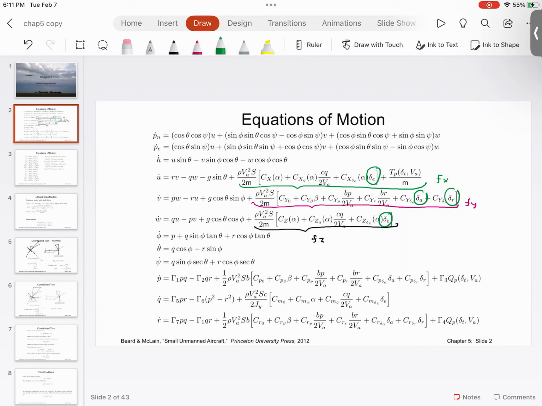So as you can see, you have all these equations wherever those control surfaces are popping in. In addition to that, you have something called the motor thrust. So delta T stands for the thrust.